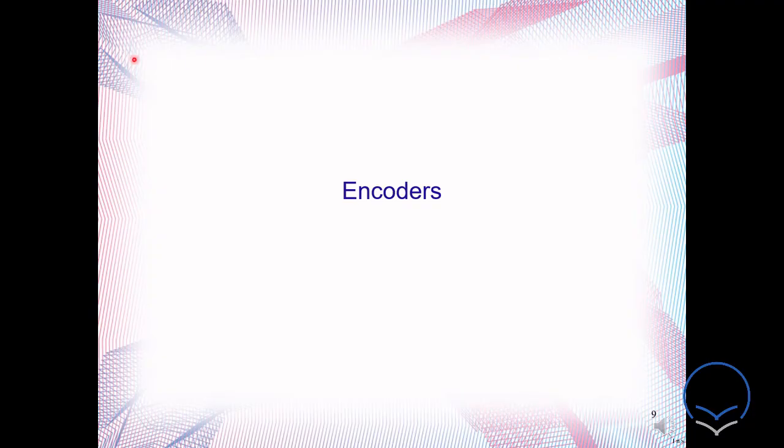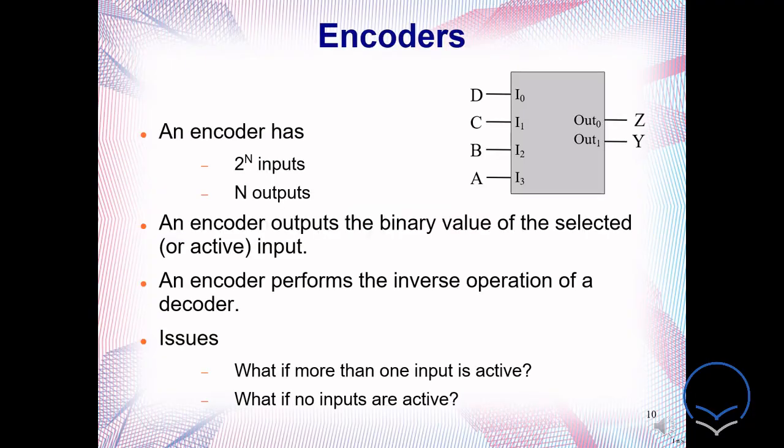Now start with the encoder. Let me use the laser pointer again. In the encoder, here you can see you have 4 inputs, 2 outputs. What does it mean? You have 2 to the power n inputs and you have n outputs. That means if you have 2 outputs, you have 2 to the power 2, 4 inputs. And the encoder outputs the binary value of the selected or active input. The encoder performs the inverse operation of the decoder.